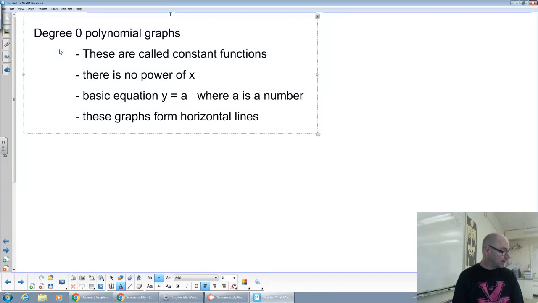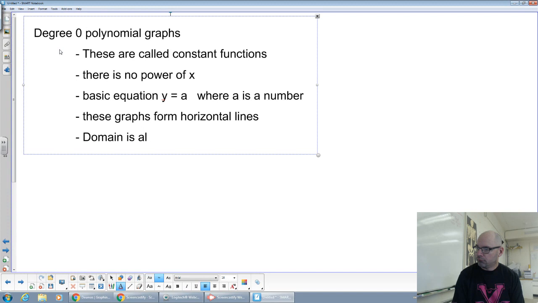Okay, and the end behavior, the domain and range of these graphs. Domain is all values of x, from negative infinity to positive infinity, and the range is just a. So the range is y equals a. It always has to equal a, whatever that number is.